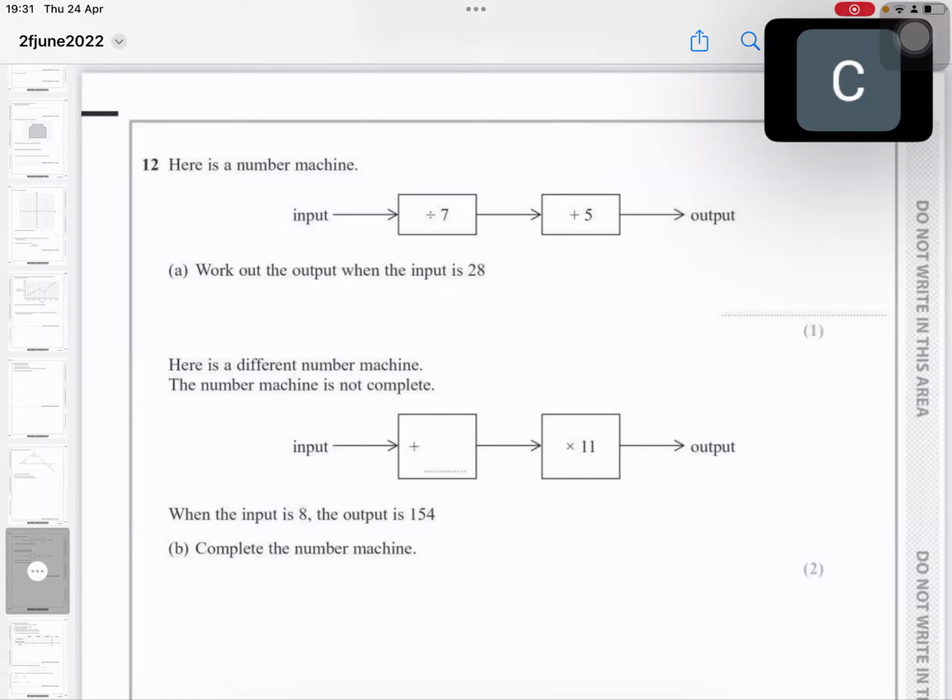Okay. You see, here is the number machine. How does this say next?